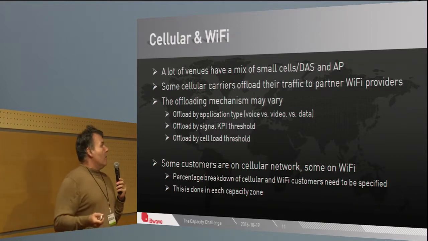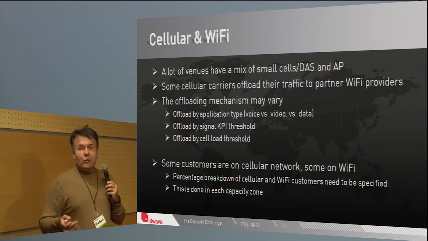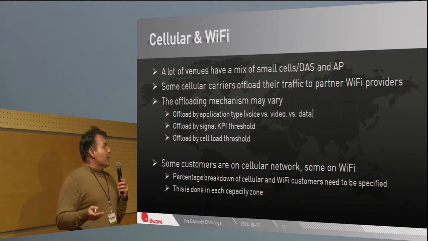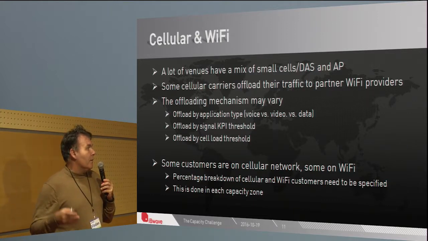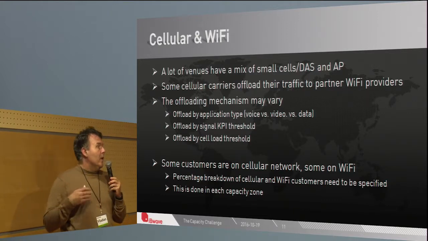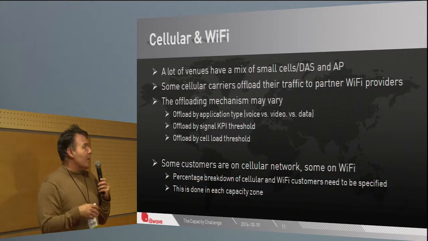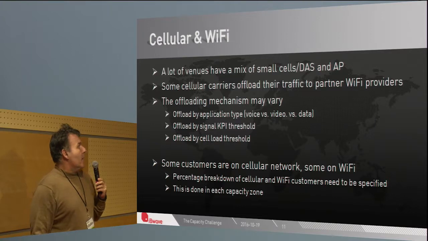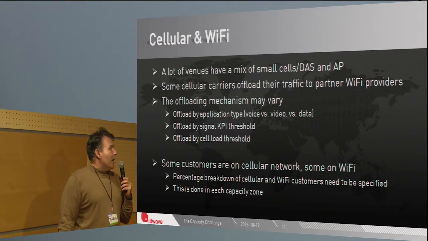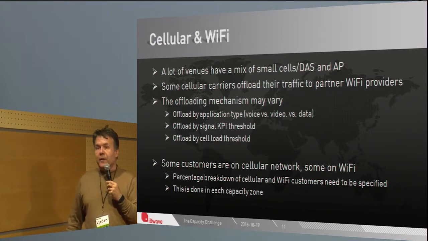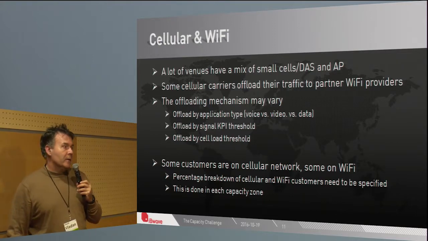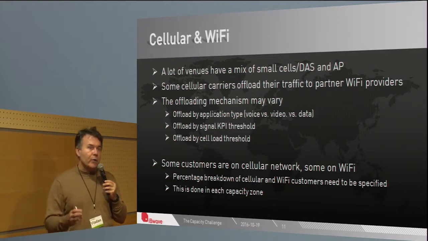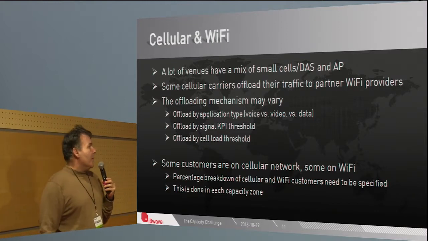Or they may offload by signal KPI threshold, may decide that SNR is under a certain level, trigger certain threshold, then all the traffic from that small cell or that particular branch of DAS is going to be transferred to nearby APs. Or it may be offload by cell load threshold, which means that when traffic is high and there is blocking, then they're going to start transferring the traffic to APs.